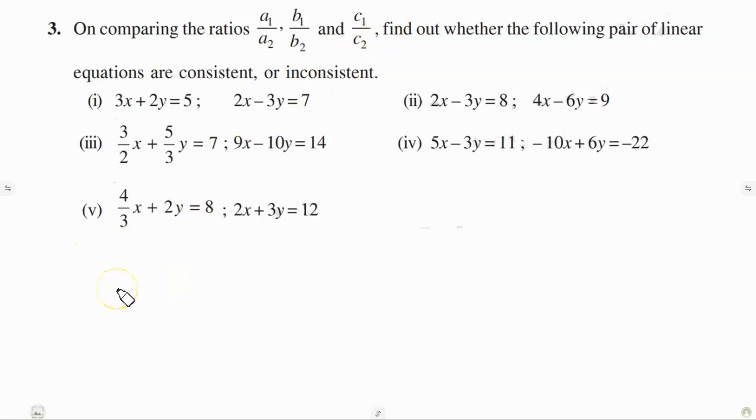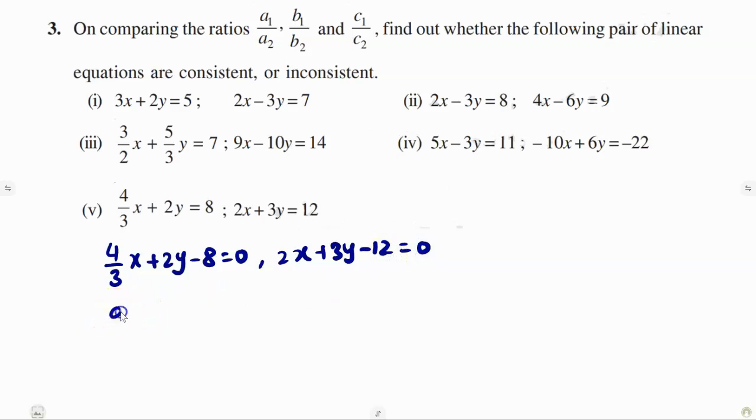Okay, coming to question number 5. The equations are 4 by 3x plus 2y equal to 8. Let us write this as 4 by 3x plus 2y minus 8 is equal to 0. And the second equation I will write as 2x plus 3y minus 12 equal to 0. Now coming to a1 by a2. Here a1 is 4 by 3. Let us write 4 by 3 in the numerator, and a2 is 2. So we can write it as 4 by 3 times 1 by 2. So the answer is 2 by 3.